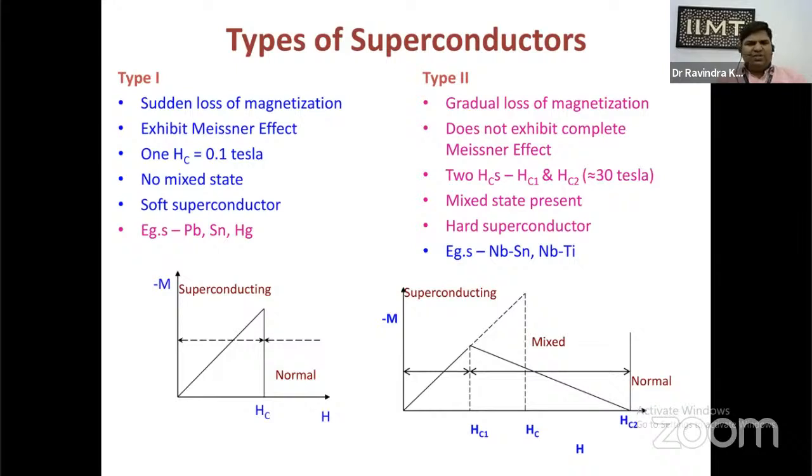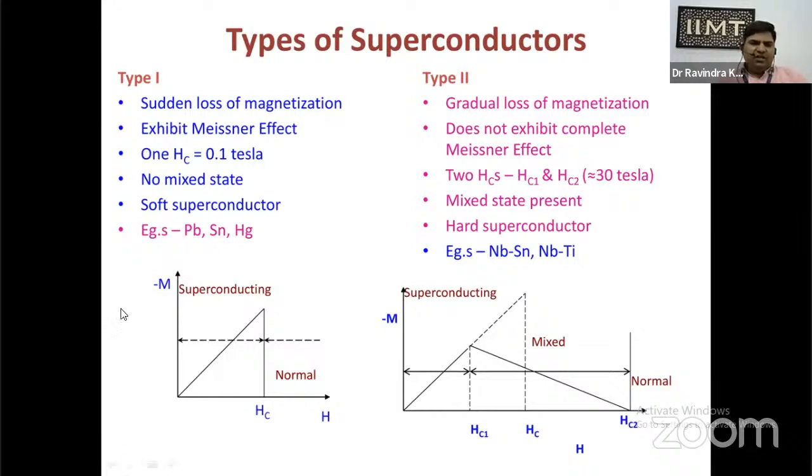It can show it partially. In this case, the critical magnetic field is equal to 0.1 Tesla, and in the case of hard superconductors, its value is approximately 30 Tesla. There is no mixed state in soft superconductors, while in type 2, a mixed state is present in the case of hard superconductors.